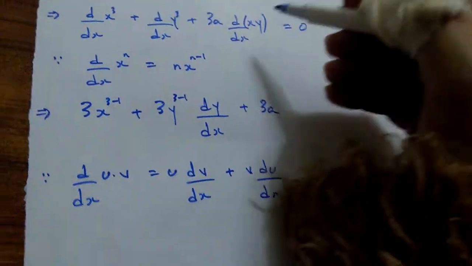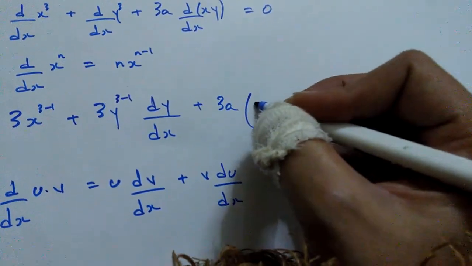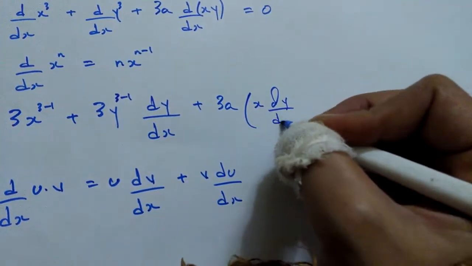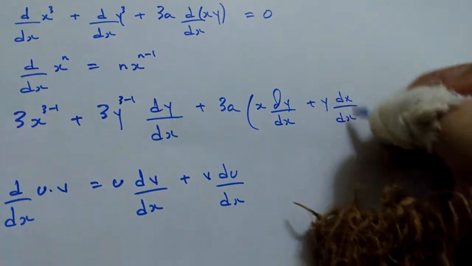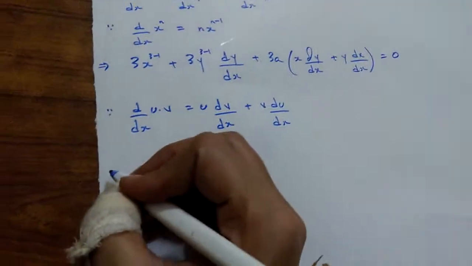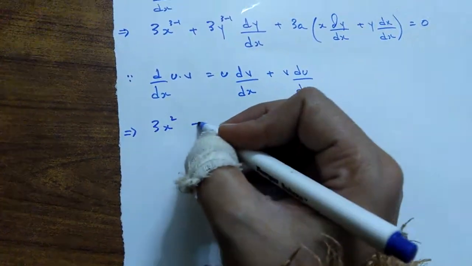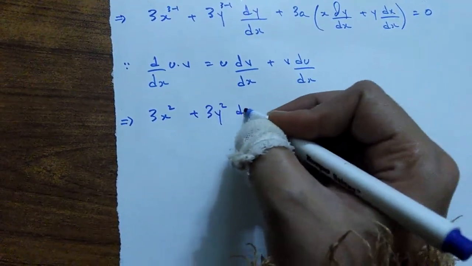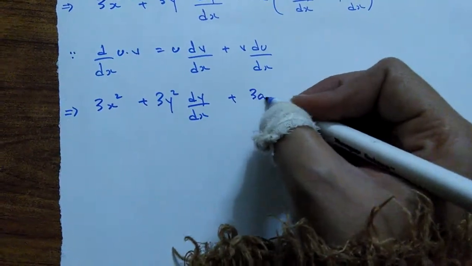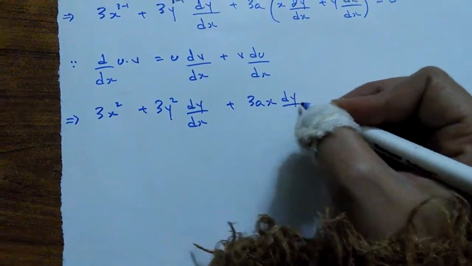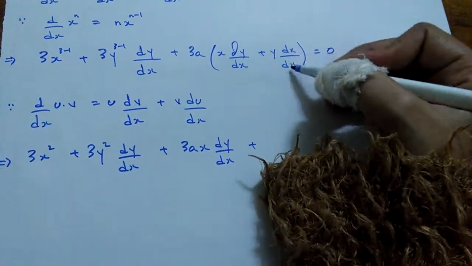Okay, so we are using this formula right over here. Let me put down a parentheses, and it is x dy by dx plus y dx upon dx, which is nothing but 1, and it is 0. So now what is left here is 3x squared plus 3y squared dy by dx plus 3ax dy by dx, plus 3ay, and this is your 1.